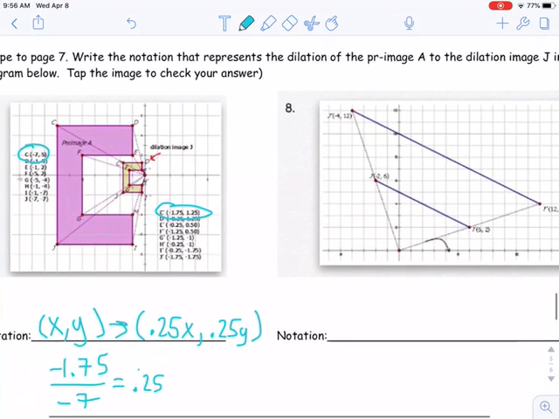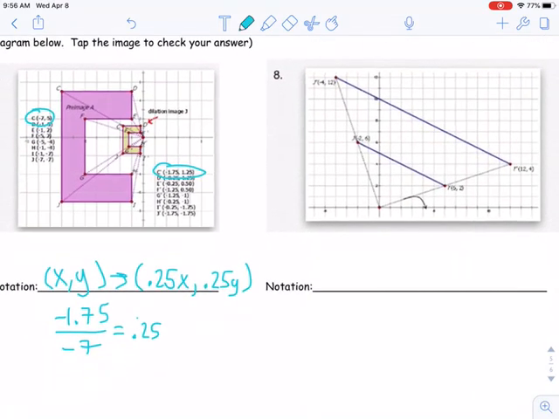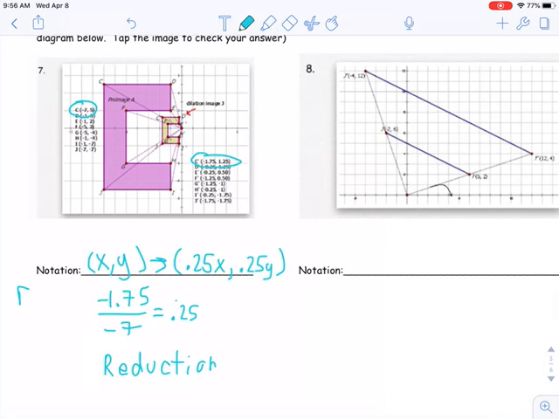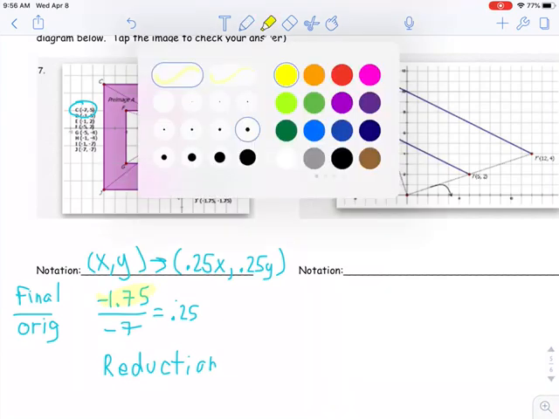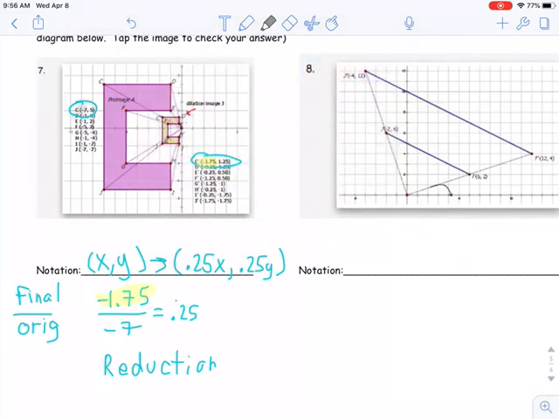All right. So basically, I noticed there was a reduction, so I put the final over the original. The final x coordinate for C was negative 1.75. The original was 7, so that's why that went there. Came out 0.25, 1/4. That's how I figured that out.